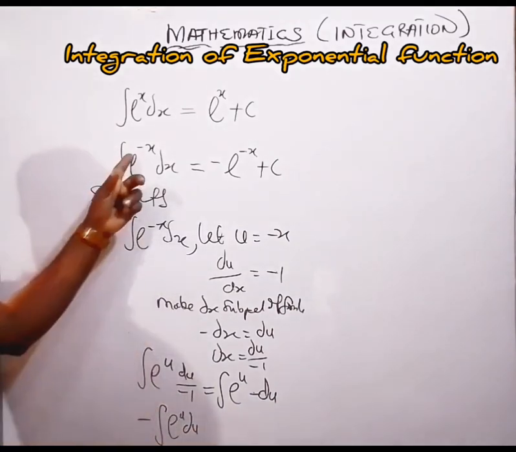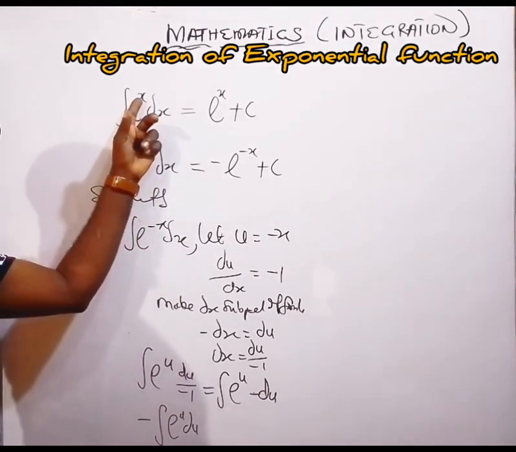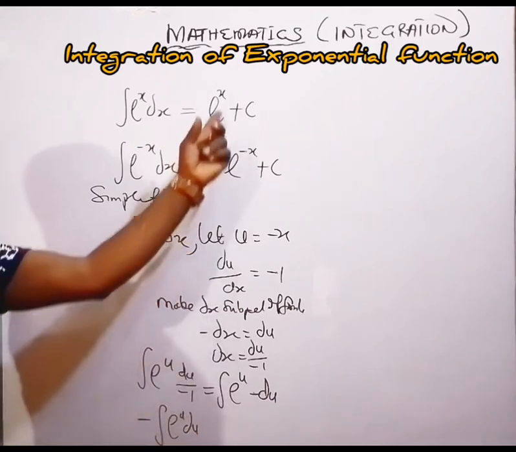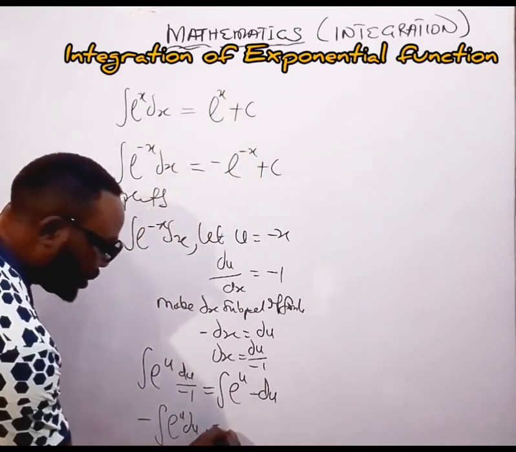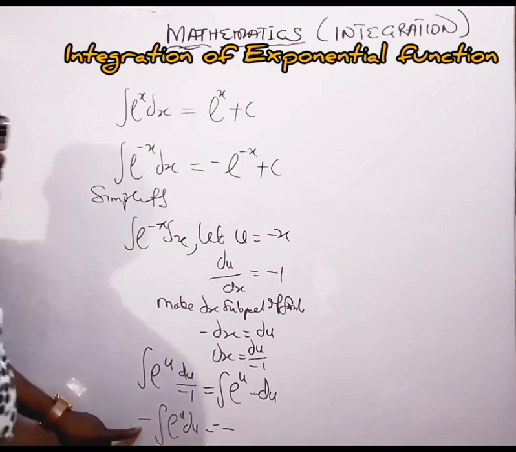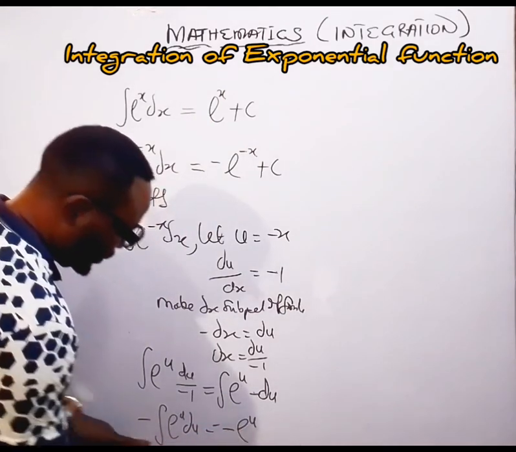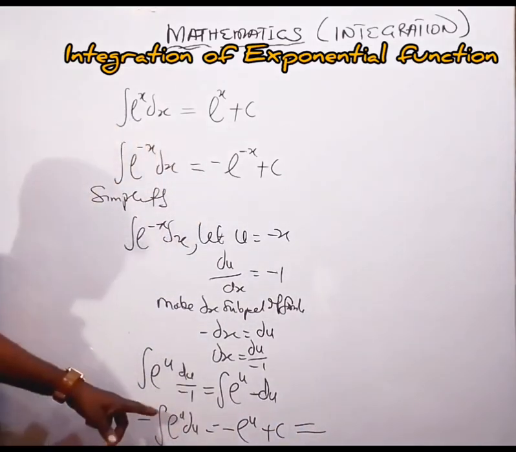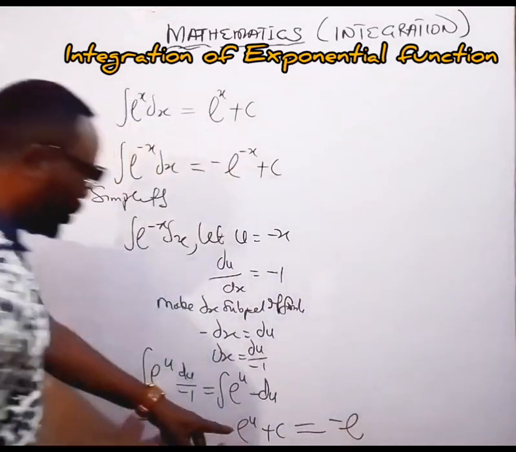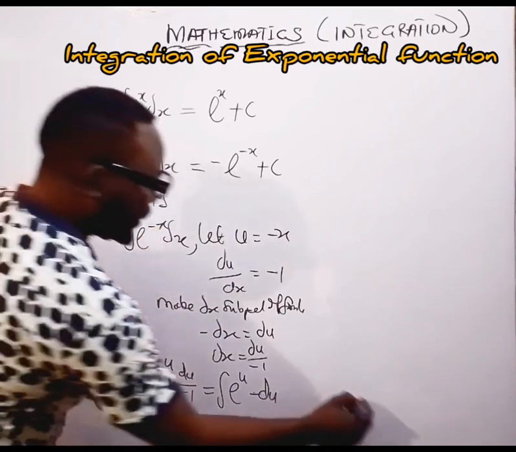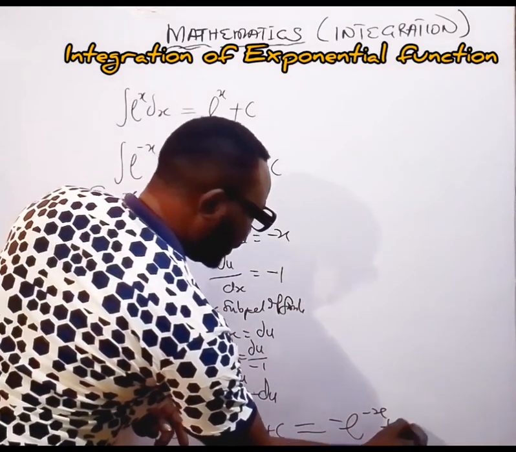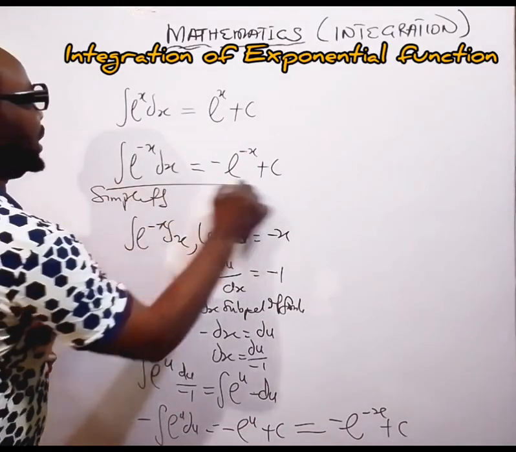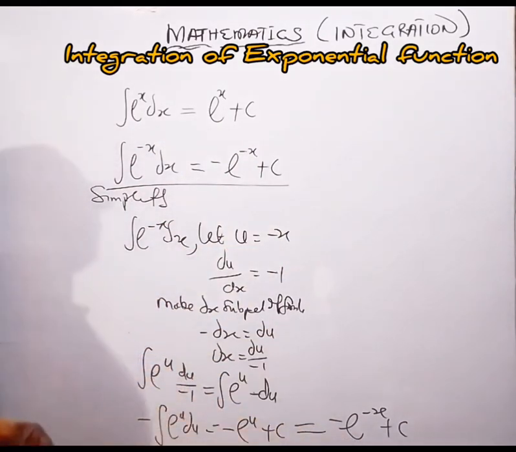Now when you have exponential of any variable, exponential x dx, exponential u du, it's the same thing as exponential u. So it becomes minus, this is a negative value here, exponential u plus c, which eventually becomes minus exponential, what is the u? Minus x, plus c. That is the expression here. So I tried to simplify it to get it that way.